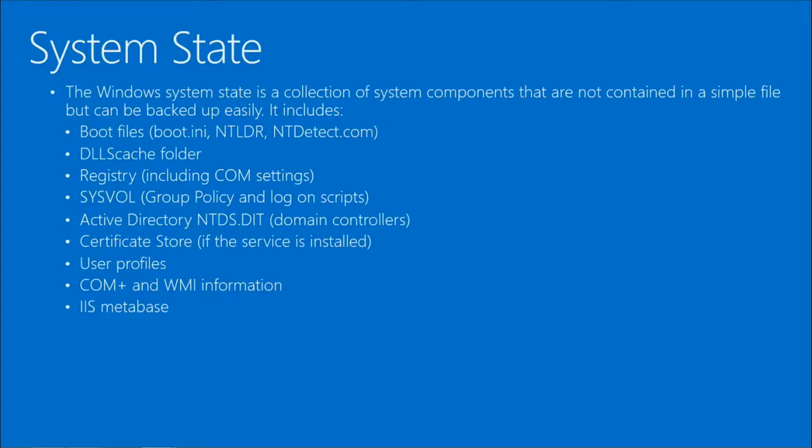Correct. System state. System state is how your server is set up and the system components associated with that at any given time. They can be backed up pretty easily: the boot files, the DLLs, cache folder, the registry, sysvol. These are all included in system state. If you're not changing your server, this isn't going to change. Well, and it's also stuff that, I'm trying to think of how to word this politically correctly.